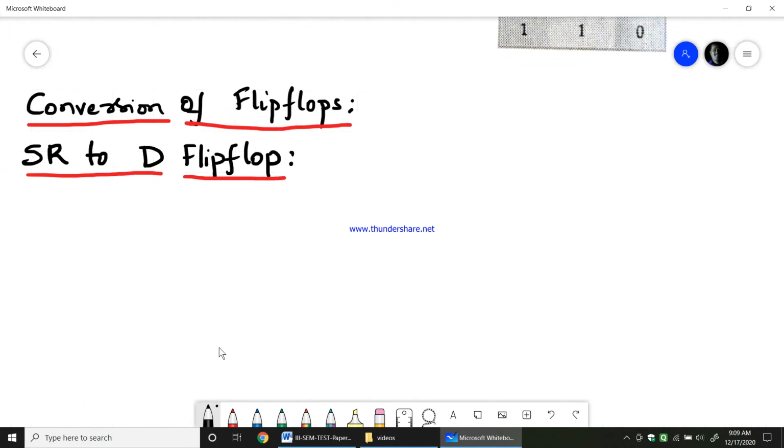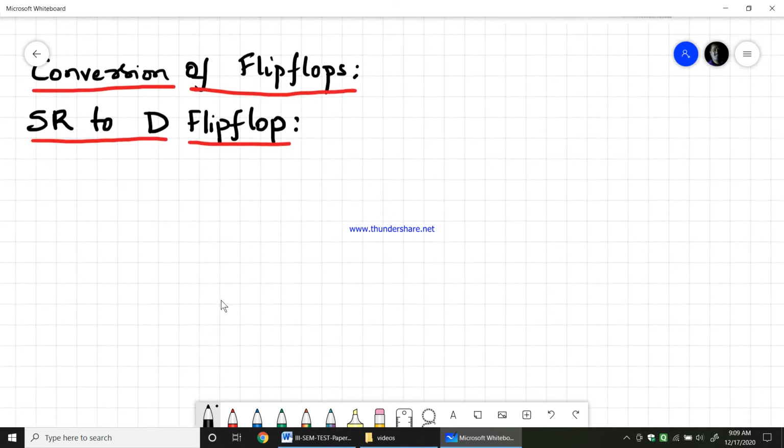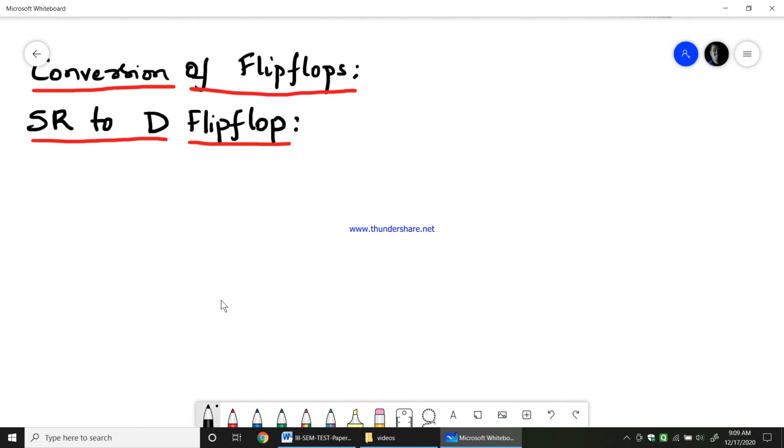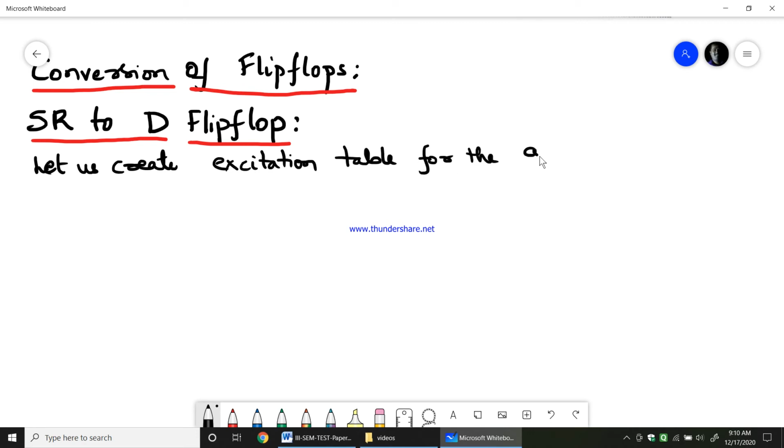So we will see how to convert an SR flip-flop to D flip-flop. For this we need to create a table, an excitation table for the above conversion. So let us create the excitation table for the above conversion.